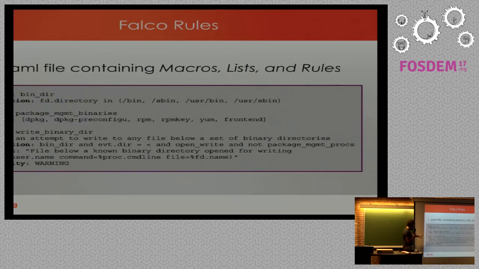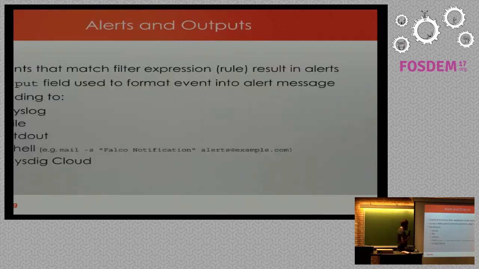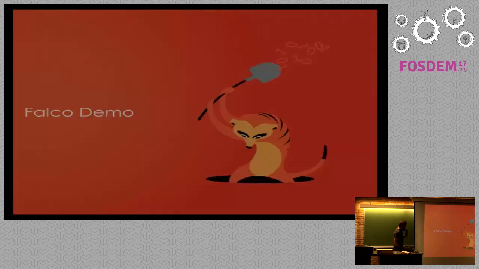This is an example of a complete rule. We have a name, a description, and the condition. So if we are in a directory that we know and there is an event that opens a file for writing, and it's not one of the processes on a list that we know are package management software, it's probably something writing in a place where it shouldn't be. So let's create a message and trigger it somewhere. We can send alerts to different places: syslog files, executing shell scripts, sending it into your logging system. This is completely up to you.